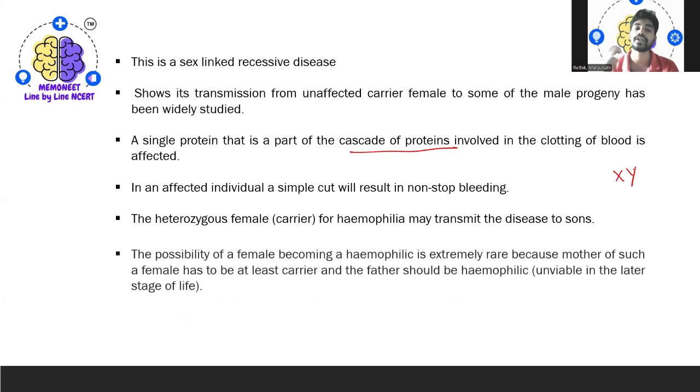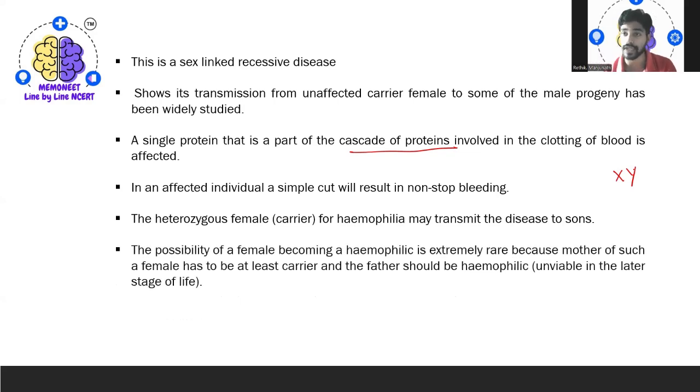The possibility of a female becoming hemophilic is again extremely rare, just like I discussed in the previous one. Because here also, the mother of such a female has to be at least a carrier and the father should be hemophilic. If this case happens, then the possibility of the female becoming hemophilic is possible.